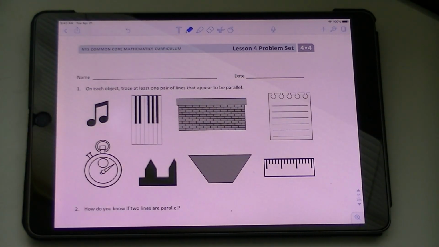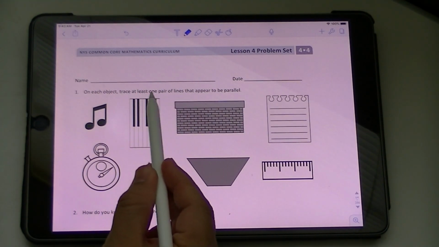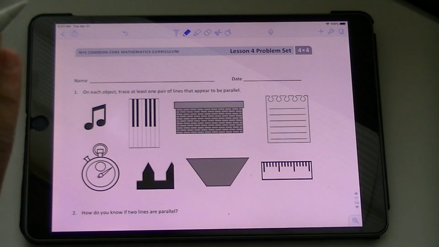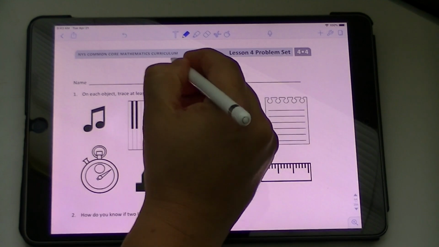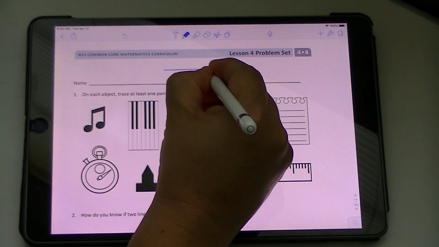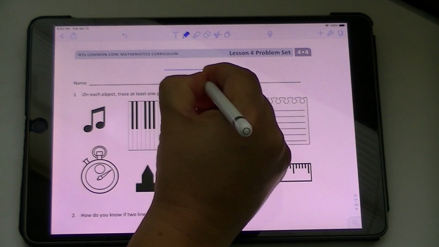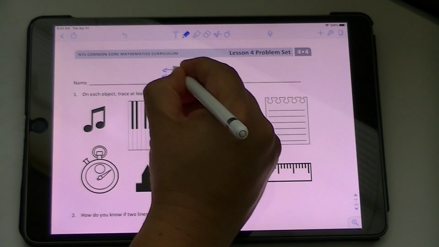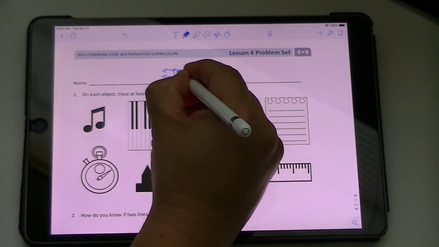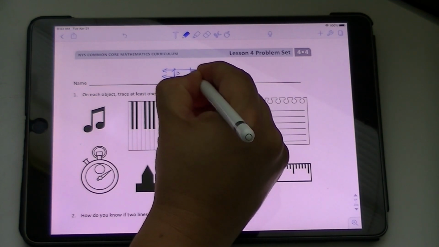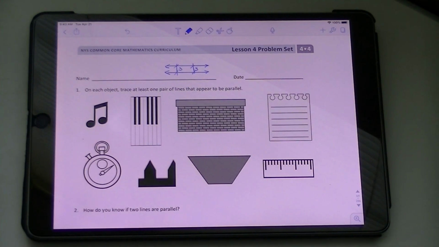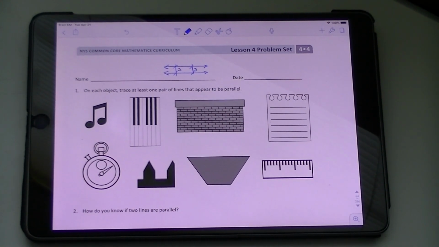Module 4, Lesson 4. On each object, trace at least one pair of lines that appear to be parallel. Parallel lines remain at the same distance forever. So if you have a line that goes that way and another line that goes that way, they go forever. The distance between the two lines, let's say this is 3, will always be 3. It doesn't change. So now you need to find at least one set of parallel lines in each object.